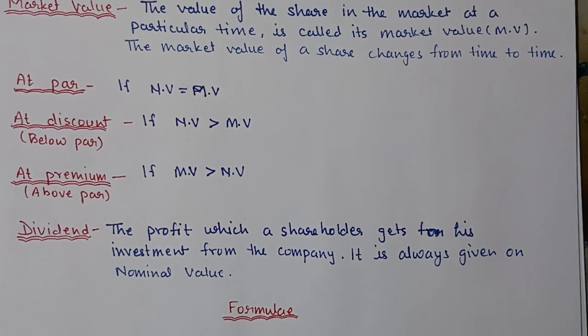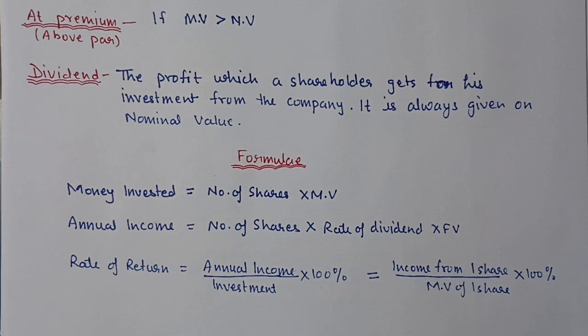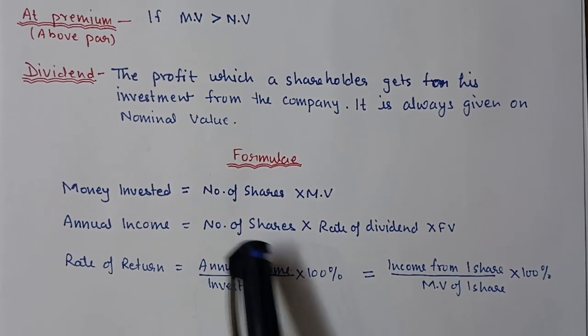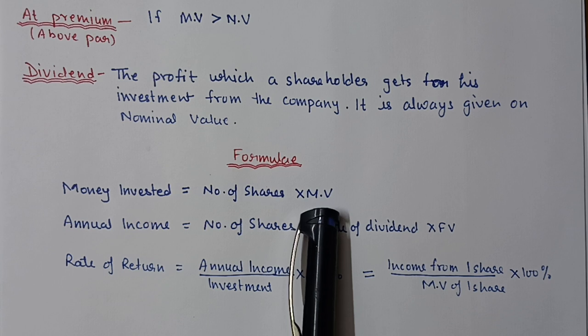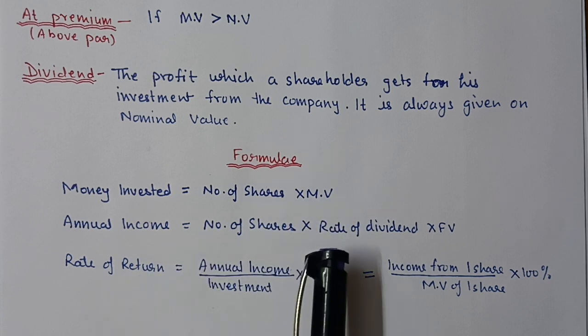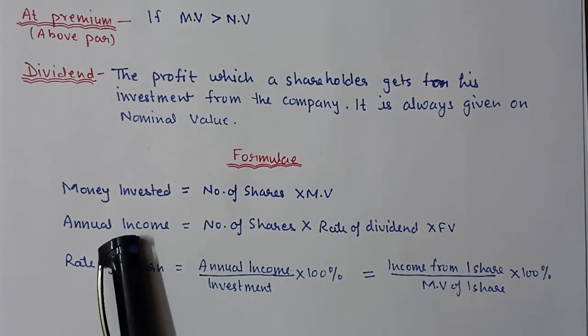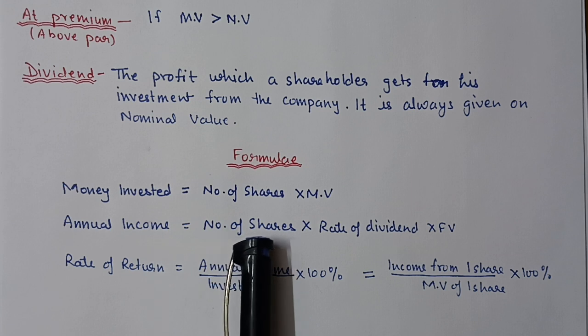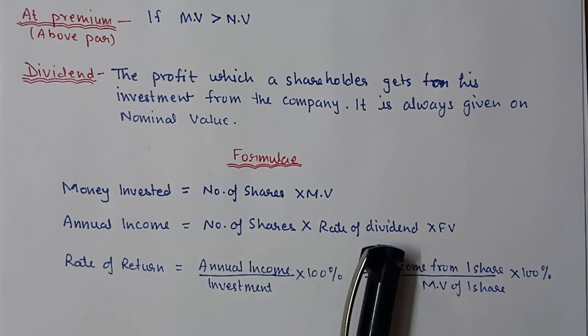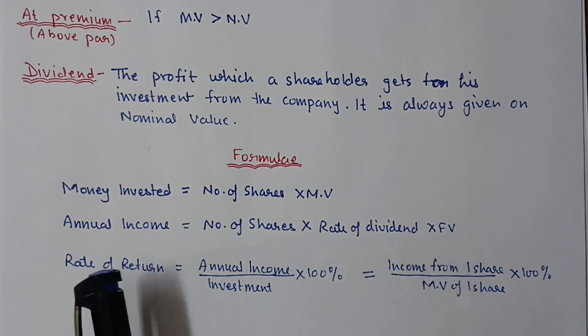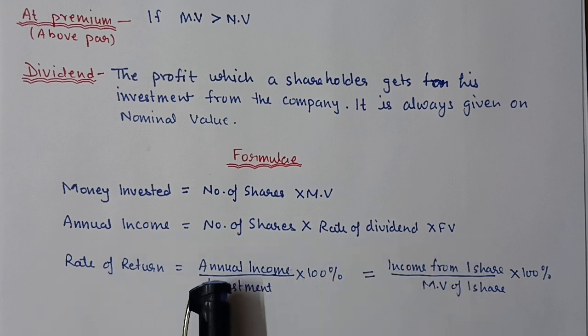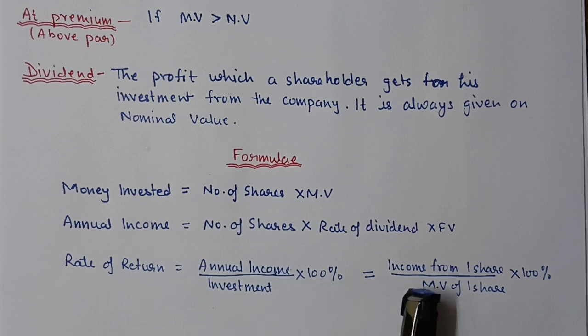Then we have the related formulas for this chapter. The first formula is money invested. Money invested is equal to number of shares into the market value. Whenever you are purchasing or selling any share, it will be considered according to the market value. Then the annual income is equal to number of shares into the rate of dividend given by the company into the face value. Then rate of return or the profit percentage is annual income by the investment into 100%, or we can calculate from this formula also: income from one share by the market value of one share into 100%.